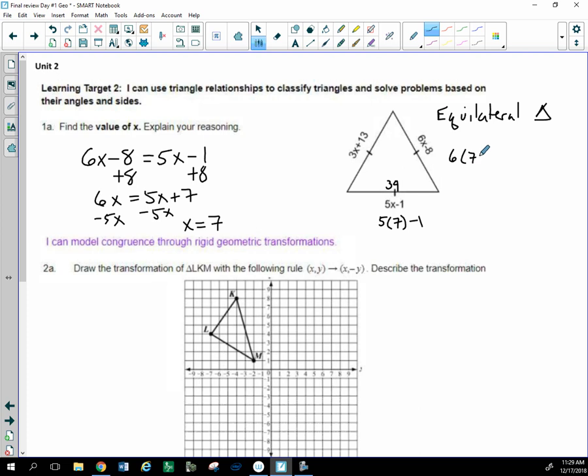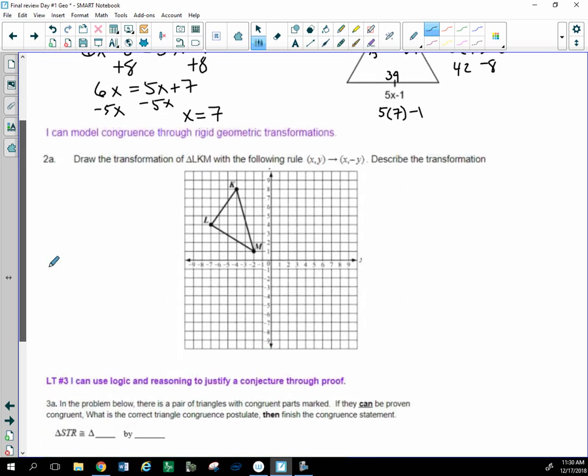6 times 7 is 42, minus 8 is 34. And then over here, 3 times 7 plus 13. 3 times 7 is 21. 21 plus 13 is 34. So that worked out. That 7 is the correct answer.